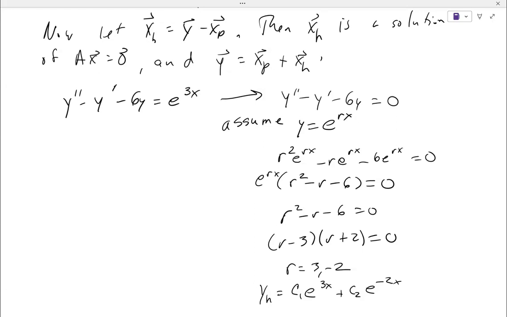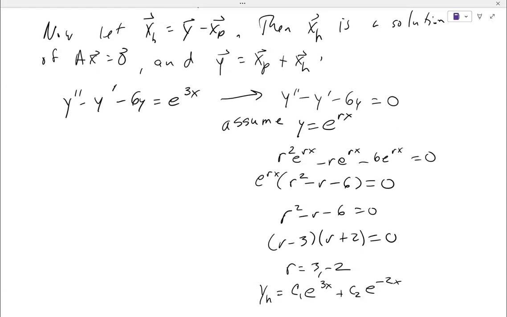But notice how straightforward that was to find the homogeneous solution, right? What did I change it into? Changed it into an algebra problem. Oh, shocking, I'm in algebra class. It changed into an algebra problem, right?